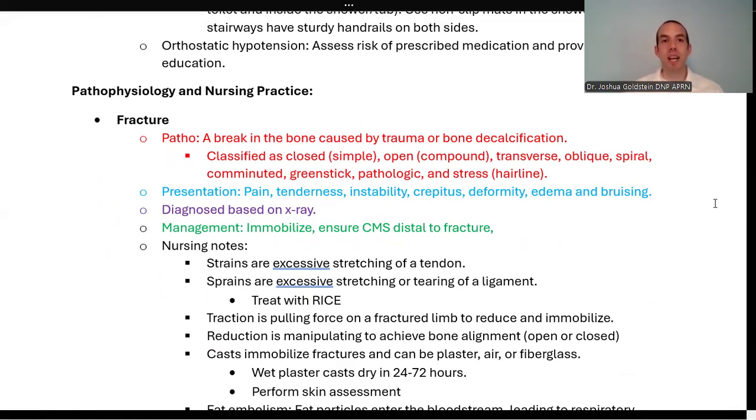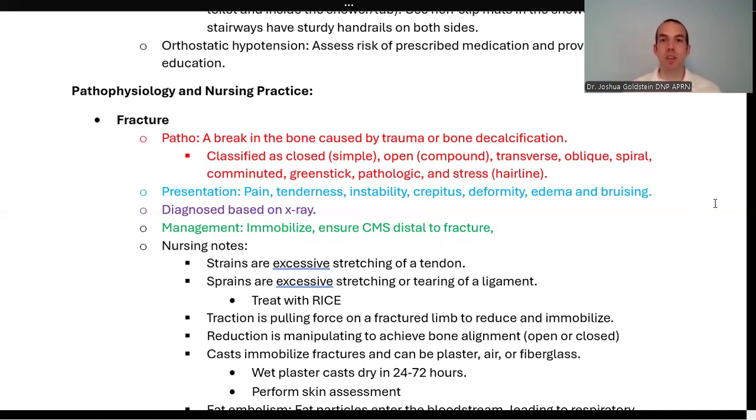So a fracture can be classified as closed, that's your basic fracture. Open, where the wound area, the injury area, the skin is open, usually where the bone is poking through. There's transverse, oblique, spiral, comminuted, greenstick, pathologic, and stress.